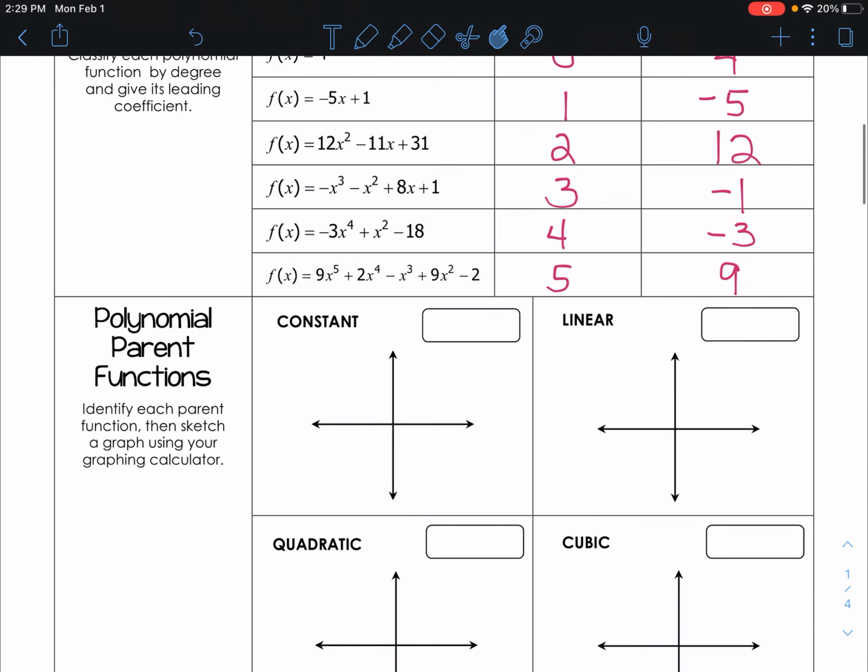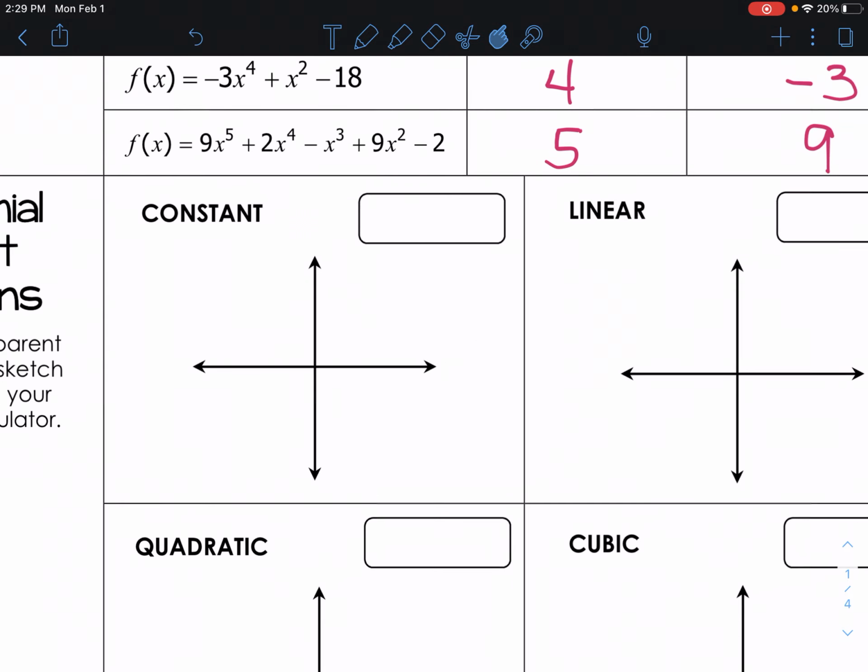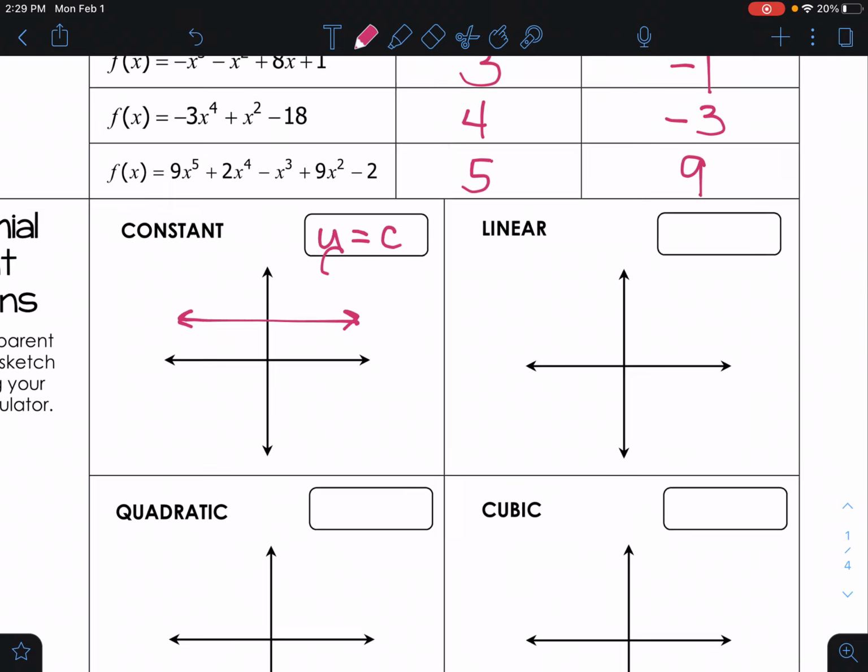All right, so let's talk about some parent functions. Remember, parent functions are things that, if you modify the parent function, you get all kinds of different versions of the parent. Those would be like the babies of the parent function. But you just modify that main one called the parent function. So a constant function would be like y equals a constant, we call that c. So like y equals 5, for example, would be a constant, and that would look like that. It would be a horizontal line. So all constant functions look like some variation of that, okay?